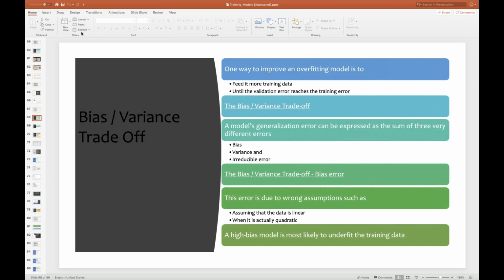A model's generalization error can be expressed as the sum of three very different errors. What is generalization? Generalization is nothing but, in machine learning, your model is generalizing a lot.